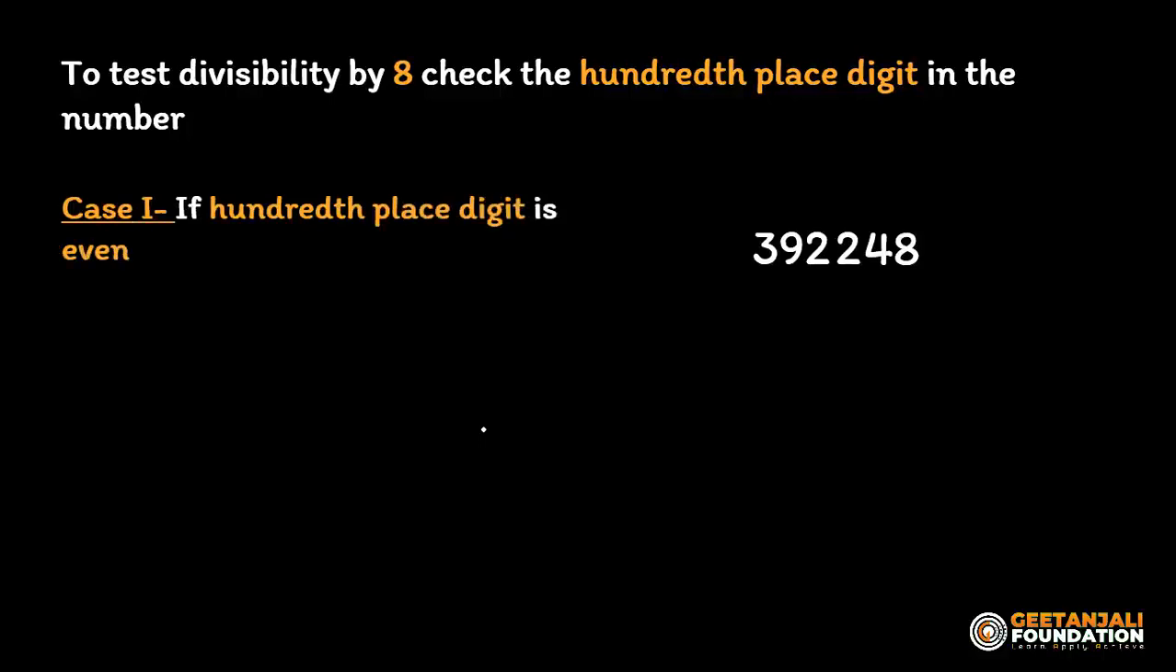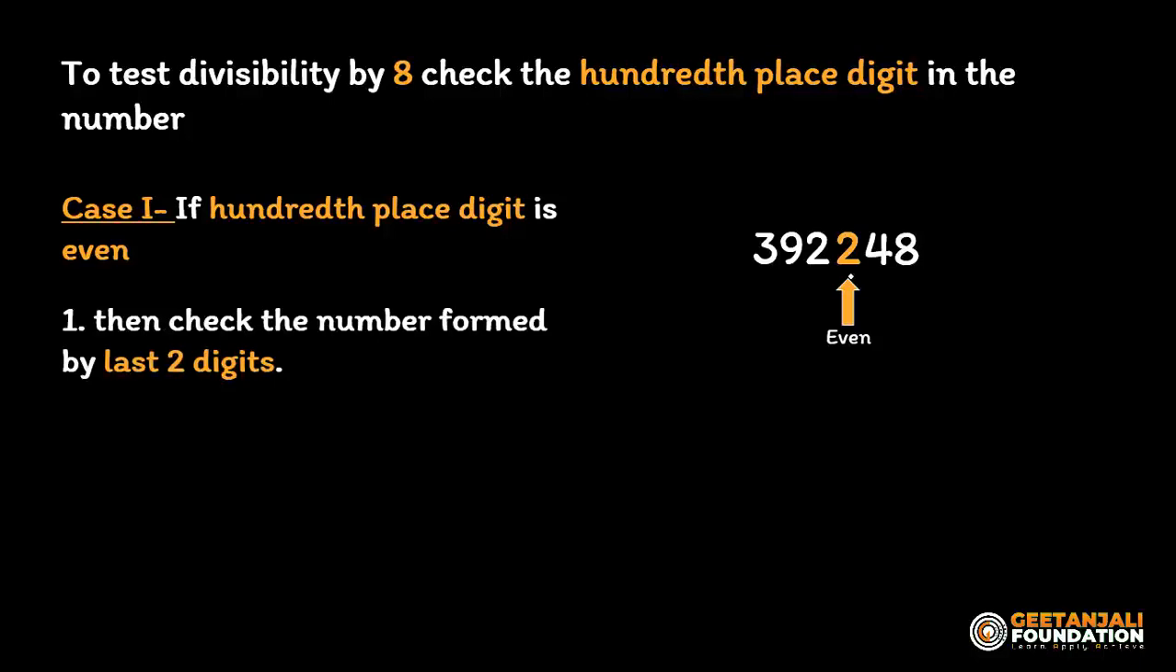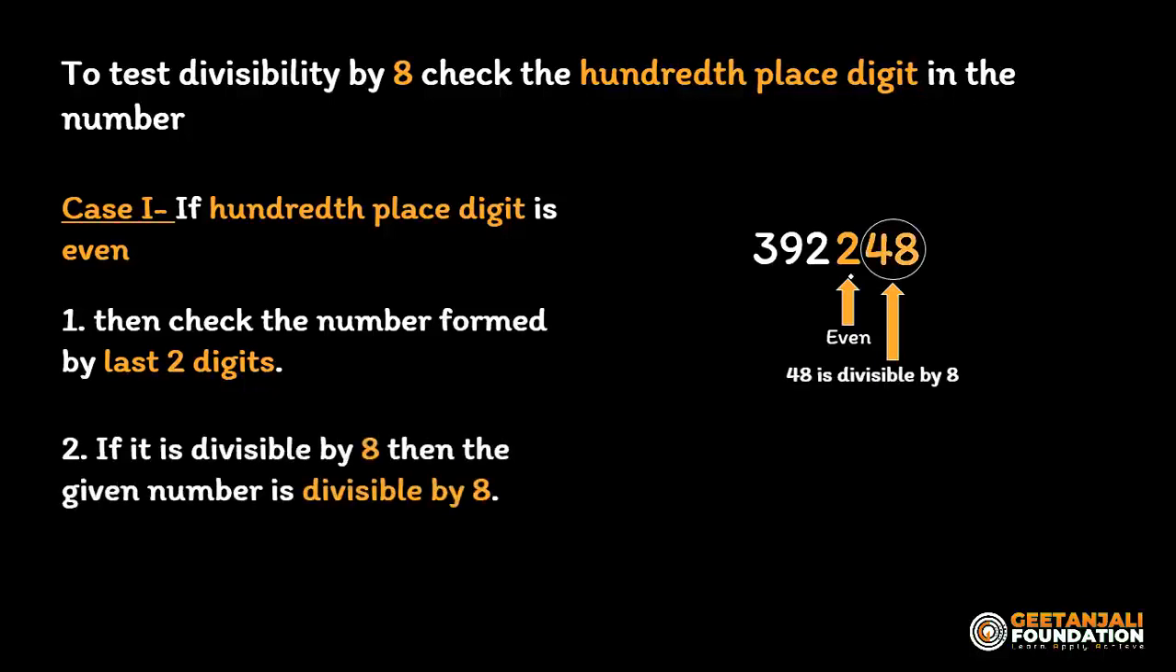So the hundreds place digit may be even, it may be odd. Like in this case, this hundreds place digit is an even number. Here too it is even. So if it is even, then what will you do? Then check the number formed by last two digits. It is 48. Now you will check whether 48 is divisible by 8 or not. So 8 6s are 48. So 48 is divisible by 8. Then you can conclude that the given number 392248 is divisible by 8.